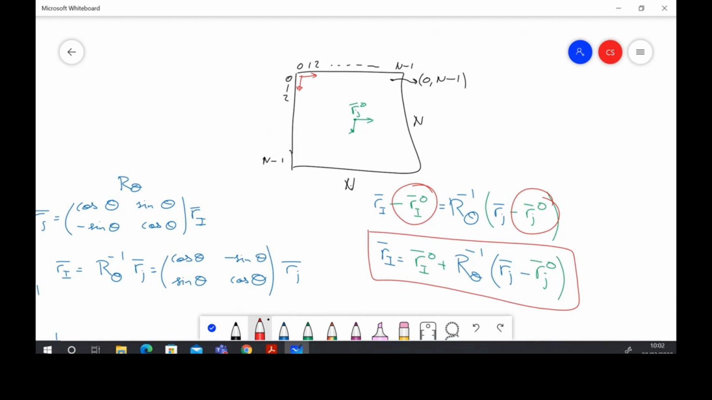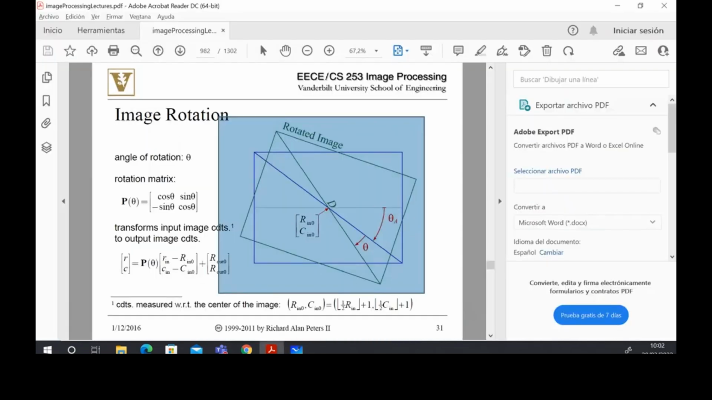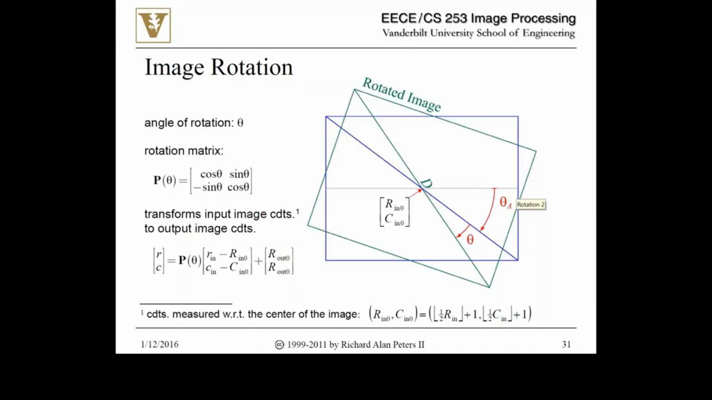So you see, you have your point, then you subtract something, you multiply, and then you add something else. So subtracting and adding: subtracting a point is simply moving your coordinate axis, your coordinate origin, to somewhere else.